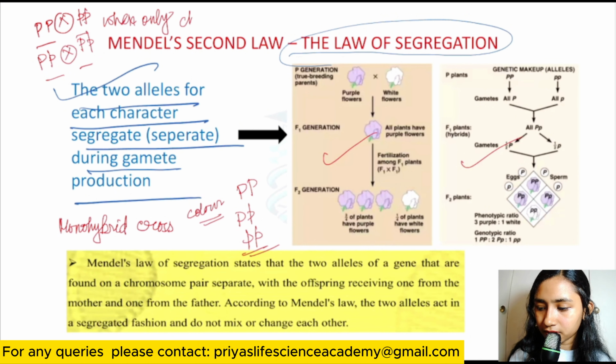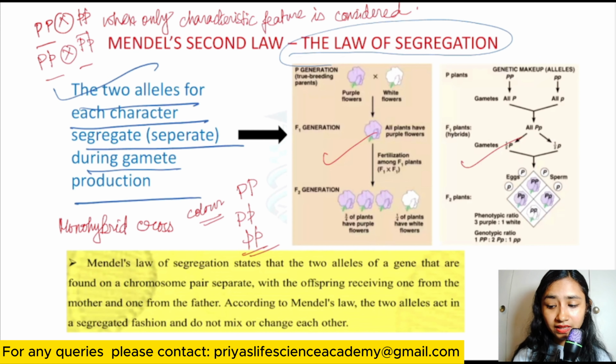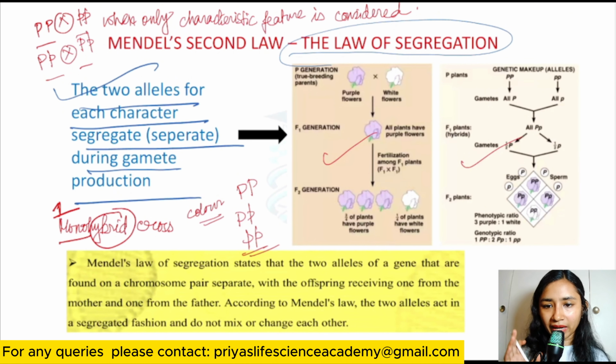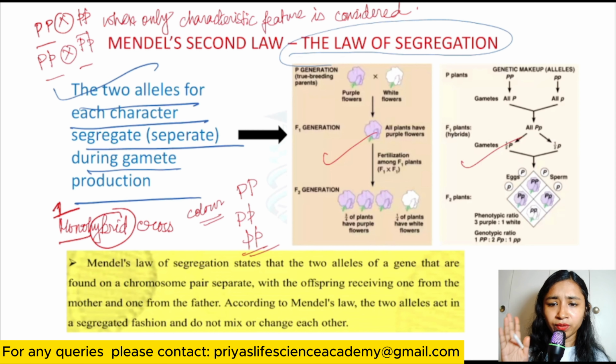Only one characteristic feature is considered, and mono means one. And what is hybrid? Hybridization means crossing between two parents. Very simple. We are not self-crossing. Self-crossing is not hybridization. Hybridization means crossing between two plants or two parents. So this is known as monohybrid cross.